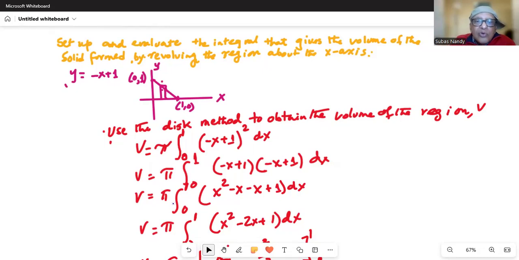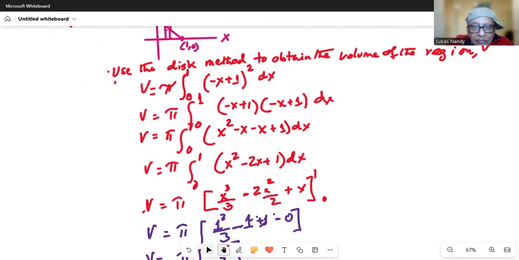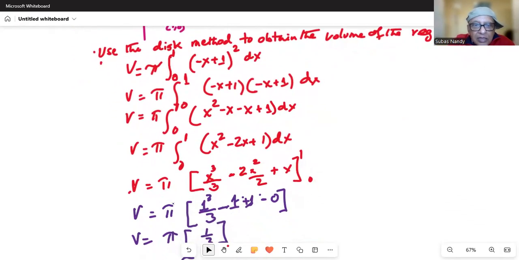Now you have a square, so you multiply minus x plus 1 by itself one more time, minus x plus 1, then FOIL it out, it will become x squared minus 2x plus 1, and then you integrate. And remember, the limits are still from 0 to 1. So x squared integrates to x cubed by 3, the exponent increases by 1 divided by the same number, minus 2x squared by 2, and integration of the constant term is x. Limits are from 0 to 1.